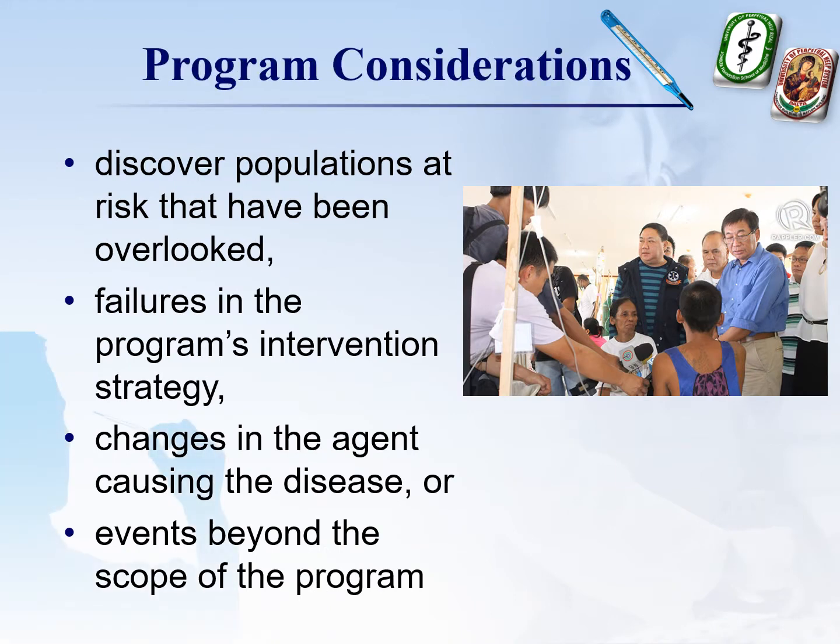Program considerations. Health departments routinely use a variety of programs to control and prevent illness, such as tuberculosis, vaccine-preventable diseases, and sexually transmitted diseases. By investigating an outbreak of a disease targeted by one of these programs, health departments may discover populations at risk that have been overlooked, failures in the program's intervention strategy, changes in the agent causing the disease, or events beyond the scope of the program. This information can then be used to improve control and prevention efforts.